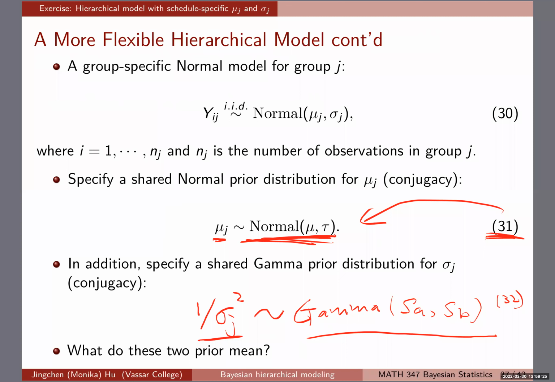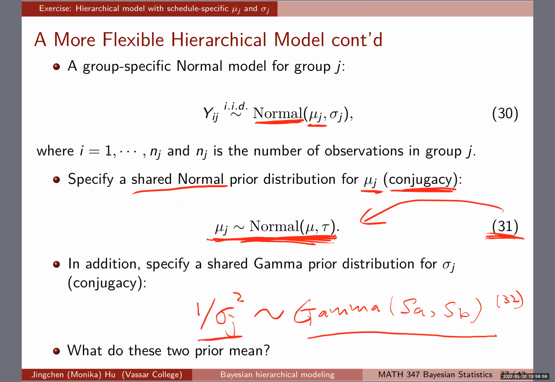So 31, as we know, is a shared normal prior for all of the mu j's. And we're using the conjugacy result that we have from before. Because the data follows the normal model and mu j is the mean, we are giving a shared normal, which is conjugate in this case, so that we can work with an easier formatted posterior later. Even though we use JAX, this can help us make sure that we're staying on track.